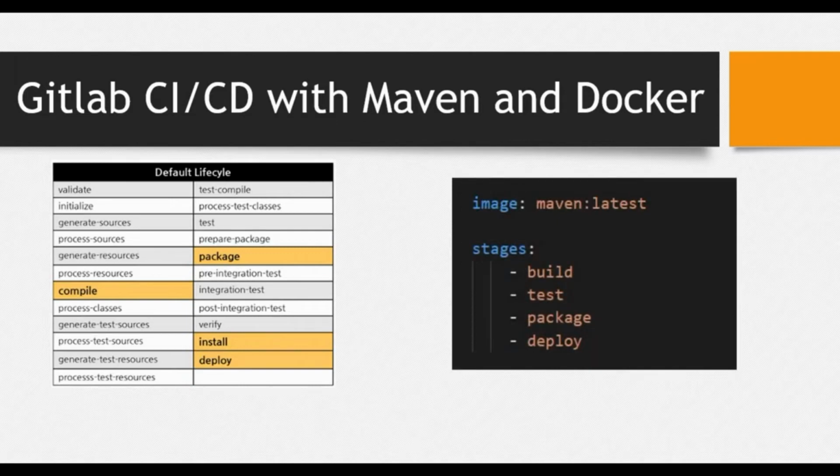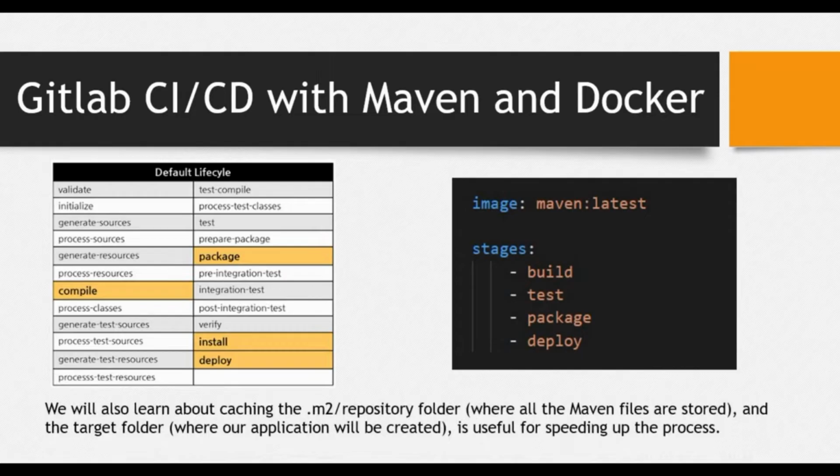We are going to use a Docker image, and we will create 4 stages. One will be for build, one for test, one for package, and one for deploy. So these will be the 4 stages we will create in our pipeline, and we will see how we can run those pipelines so Maven can build, and the whole source will be created.